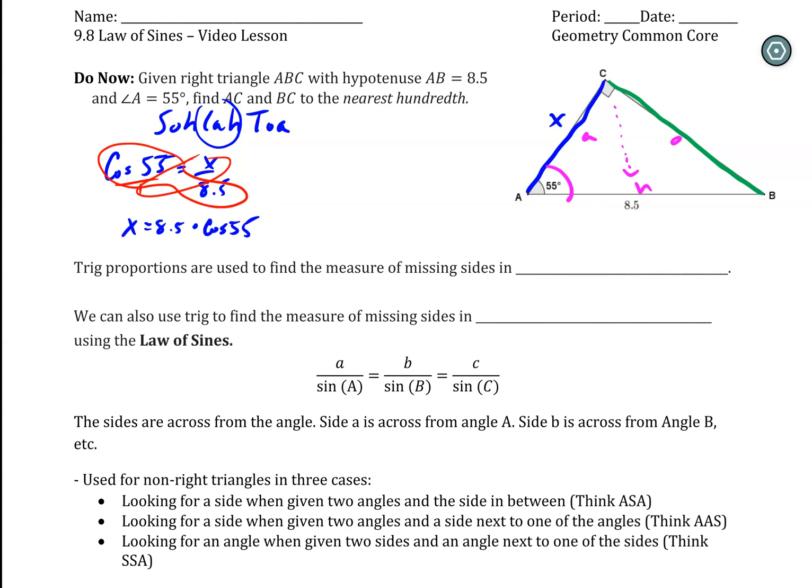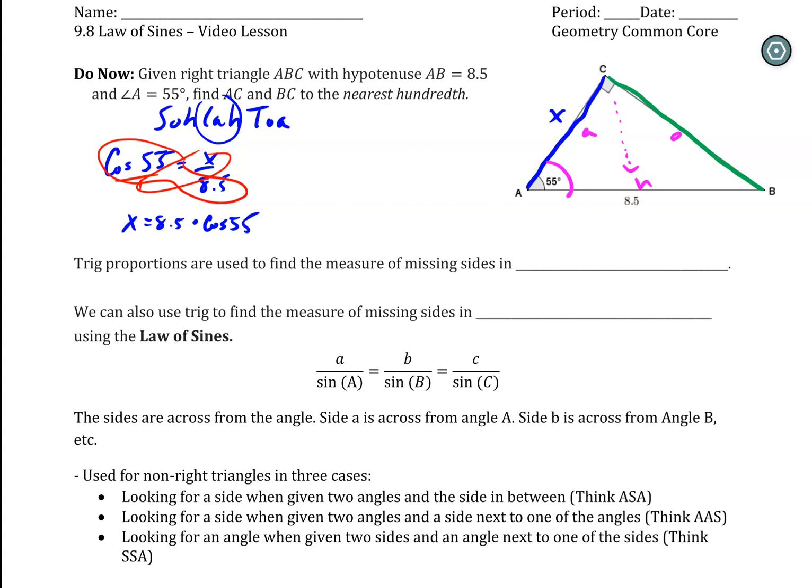Let's plug that into the calculator. So we've got 8.5 times the cosine of 55. Again, make sure you're in degree mode. And it wants us to the nearest tenth, so this is approximately 4.88. Sorry, 4.88 for that one. So that's our length of the first side. Let's do it for the second one.